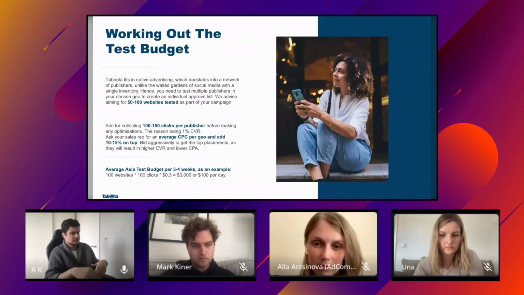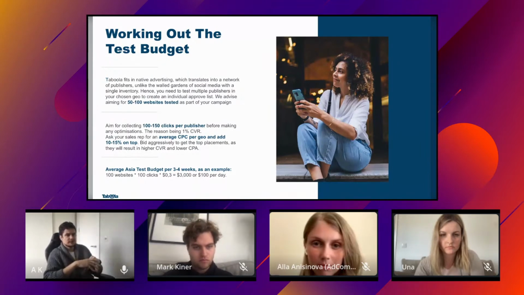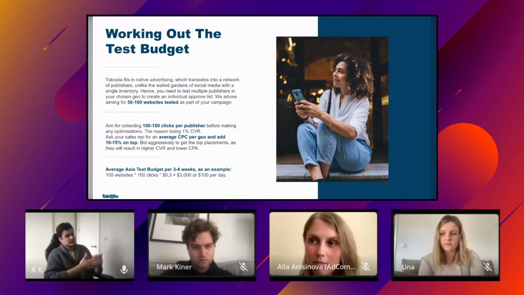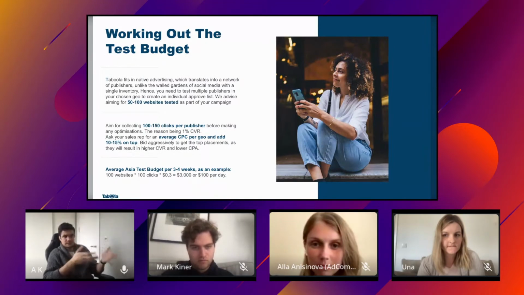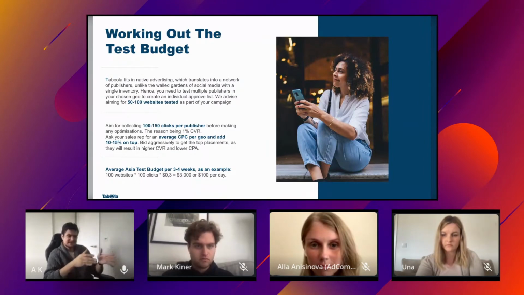Now that we figured this out, we can finally talk about how to work out your test budget, because it's important to understand that Taboola, as any native advertising platform, is an aggregate of websites, hence the word network, right? So when you're testing a social media platform, you're working with a single inventory, whilst with a network, you're working with multiple sources of inventory. So in order to succeed, you can't just test one, because what happens if one doesn't work out? You need to test others. So we're being very mathematical about how we prescribe budgets. We're saying, aim for collecting at least 100 to 150 clicks per publisher, meaning the website, before making any optimizations, right? Because you need to have data. You need to invest in data before making data-driven decisions. It's as simple as that.